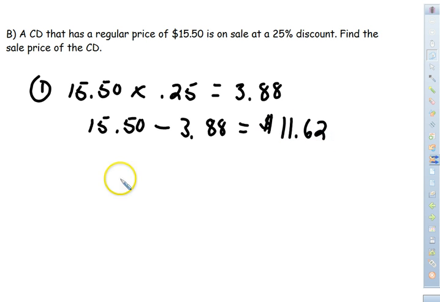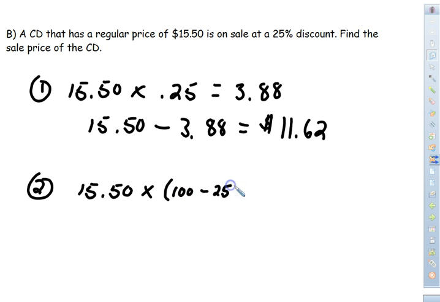$11.62. Or you can use method 2, which again is finding out what we got, our $15.50, and we're going to multiply it by what. Well, you're going to take 100% minus my 25%. Okay, that's my 75%, because that's what I'm actually paying for that product. Okay, it's 75% of that. Okay, we're taking away that 25% discount.